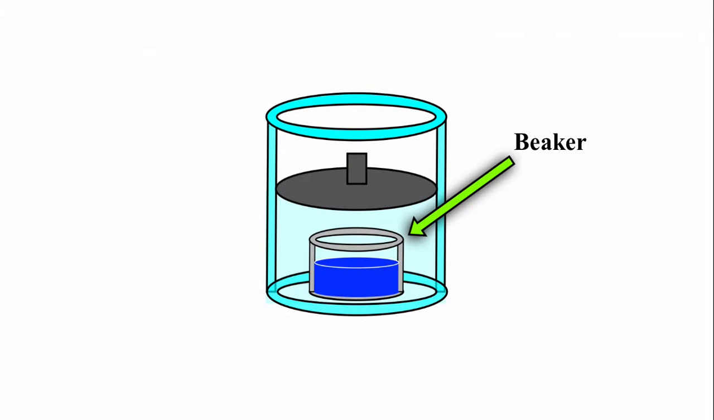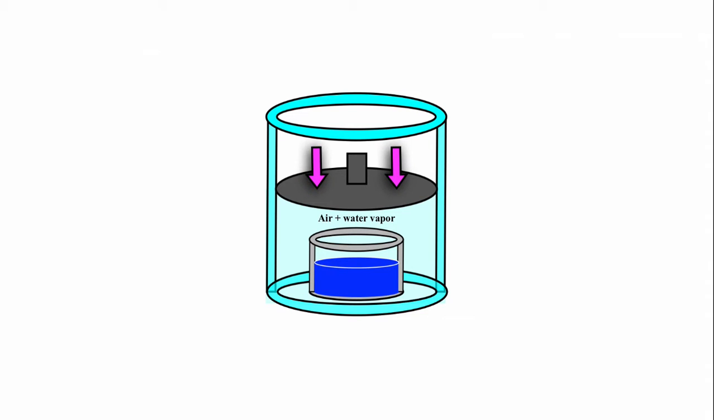For example, if we took a beaker of water and placed it into a cylinder that's fitted with a movable piston for a lid, some of that internal space would be occupied by both air and water vapor molecules. If the piston isn't moving up or down, then the gas pressure inside of the cylinder equals the atmospheric pressure on the outside.